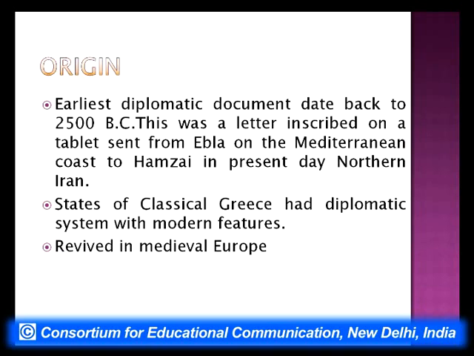Not only this, then we had the states of classical Greece, which had a diplomatic system with all modern features. They had embassies, they had permanent representatives who would be negotiating in the art of diplomacy. Now, this concept of diplomacy was revived in medieval Europe, most importantly in Italy. The city states of Renaissance Italy were the breeding grounds of diplomacy in post-Reformation Europe. So, if we talk in terms of the modern diplomatic process, agenda or structure, we can trace it back to whatever was happening in Renaissance Italy.